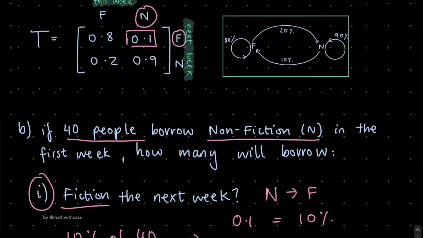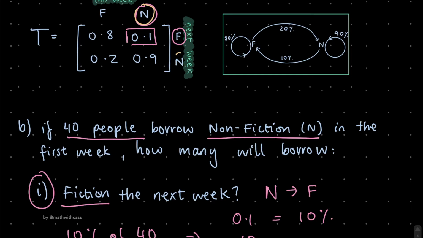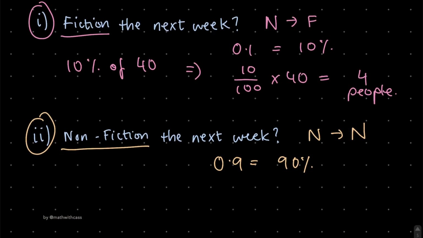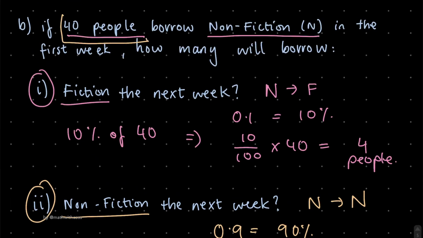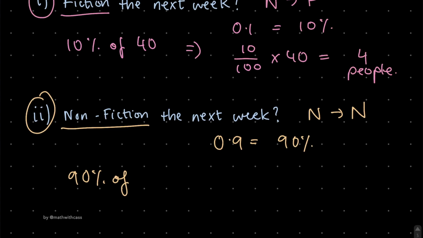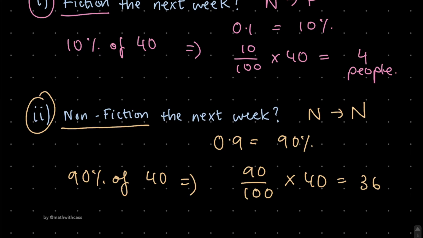So what element do we need? Well, non-fiction to non-fiction, 0.9. So 0.9, that's the same as 90%. So it's going to be 90% of, remember, 40 people. So 90% of 40 people, which is the same as 90 over 100 times 40, which equals 36 people.